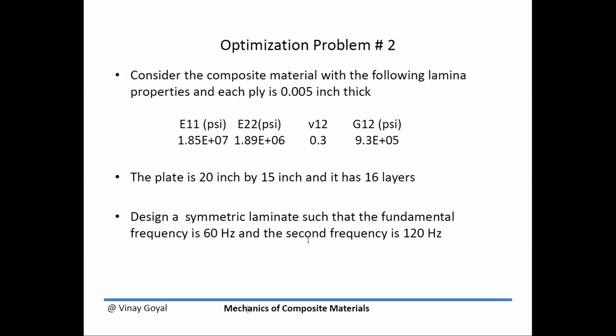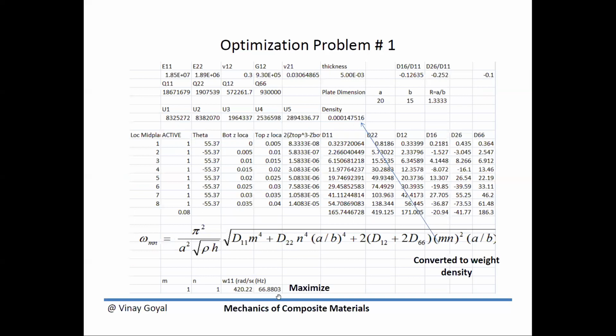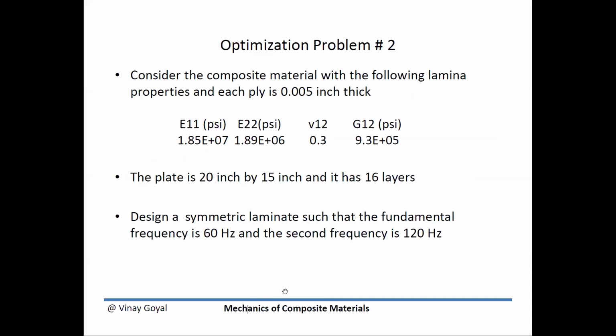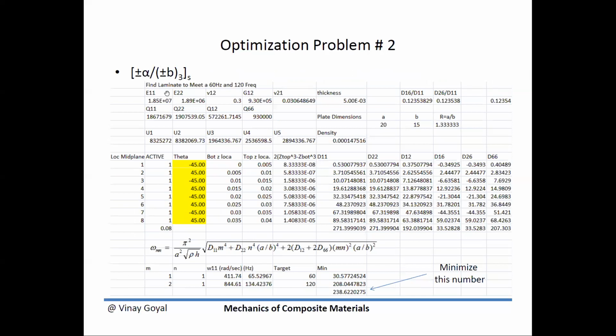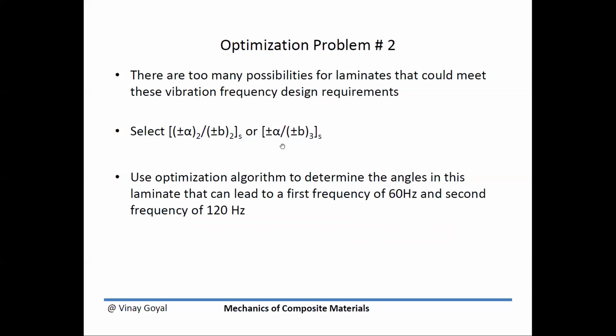In the previous problem, optimization problem number 1, we were maximizing the frequency. In this particular problem, we're trying to target a particular frequency. We want the first one and the second one to be a particular value. So the question is, what will that be to get us there? And so we can do this one. Let's select that one as a possibility and see where that takes us.